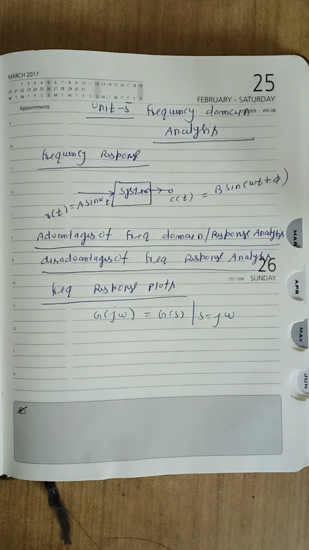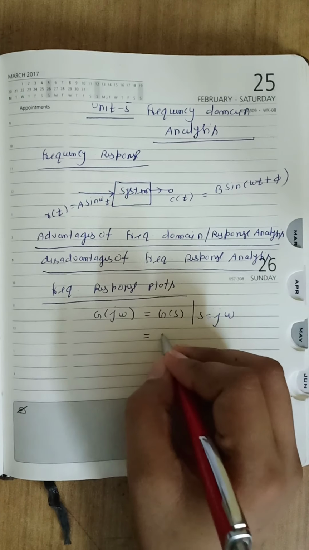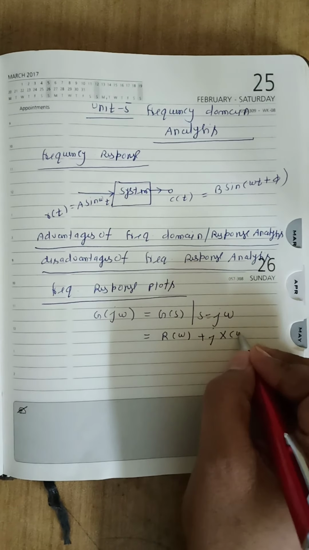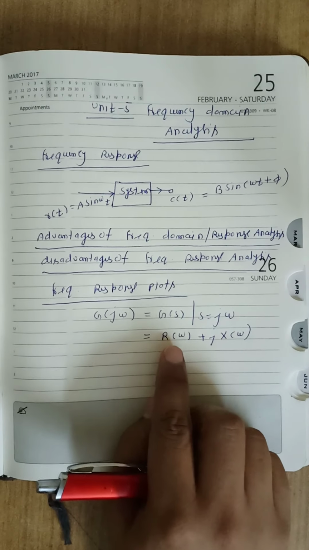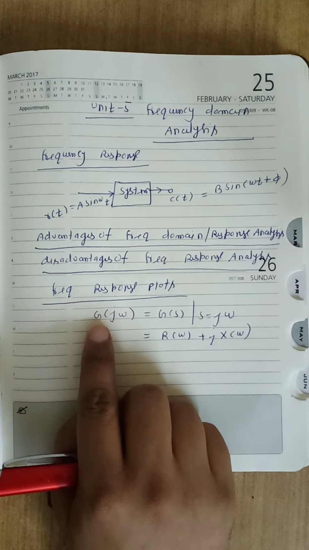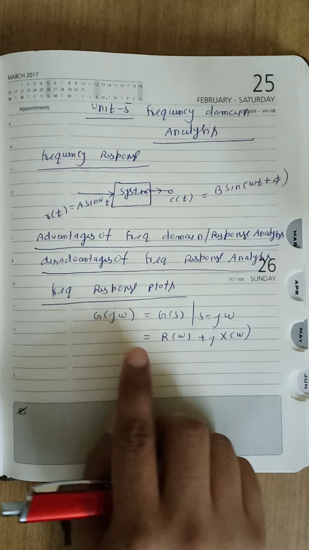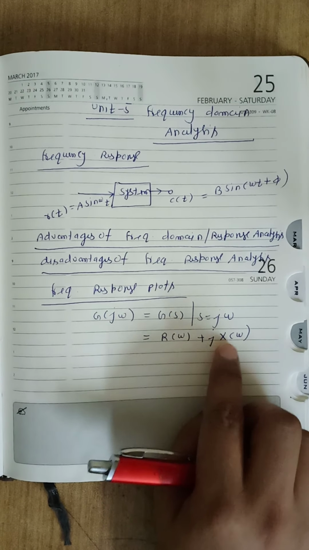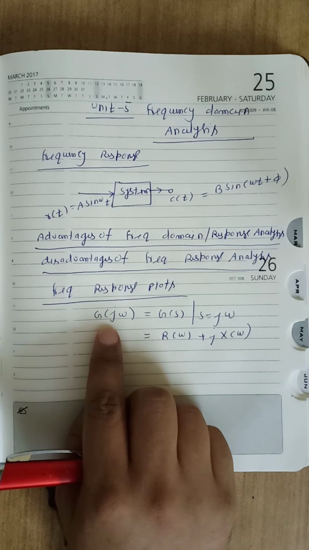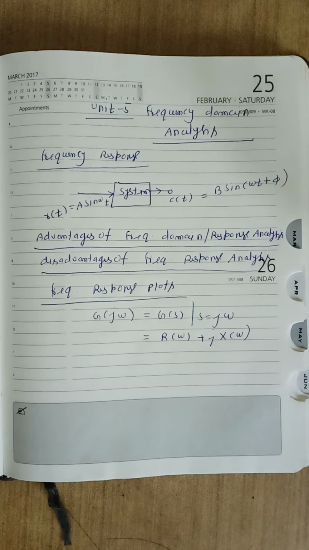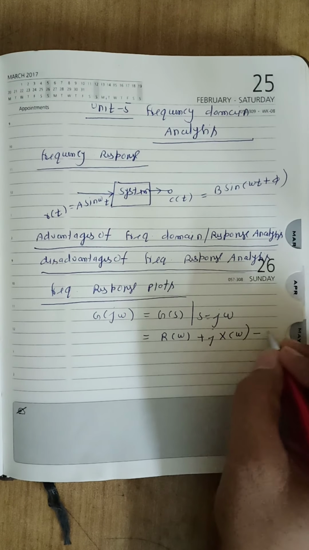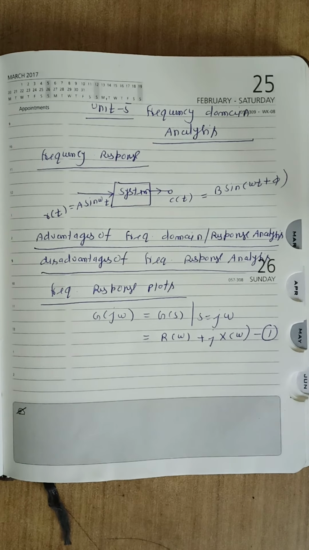We can write it as R(ω) plus jX(ω). R(ω) is the real part of G(jω), and X(ω) is the imaginary part of G(jω). Suppose this is my equation first.